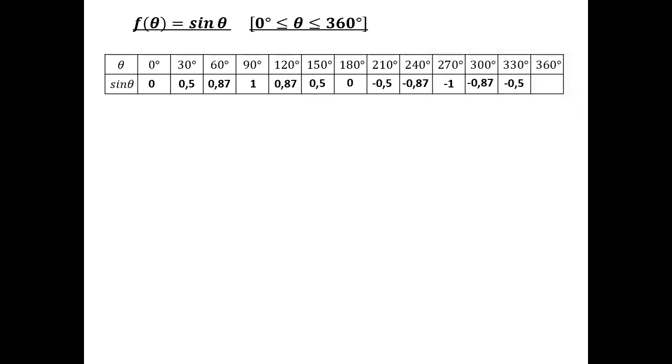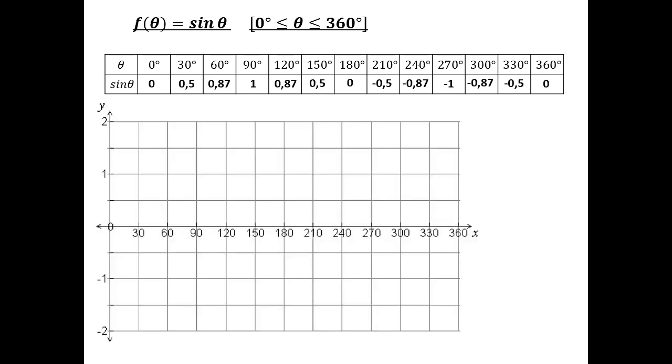The next thing that we'll do is plot the points. Let's plot the first point and the second one and the third one and the fourth one, and then you can plot the rest of the points as well. Then we join all these points with a smooth curve. Take a look at the wave shape of the graph. Each complete wave takes 360 degrees to complete, and this is called the period. The height of the wave above and below the x-axis is called the graph's amplitude.